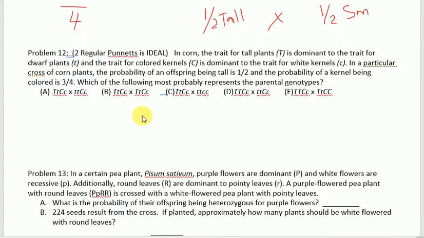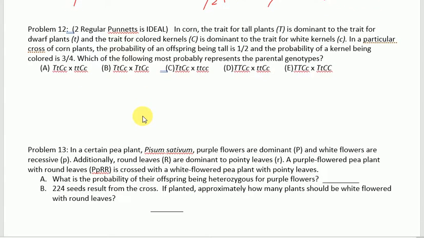Okay, so this next problem, this is an example of where the two Punnett squares is going to be ideal. So, in corn, the trait for tall plants is dominant to the trait for dwarf plants, and the trait for colored kernels is dominant to the trait for white kernels. In a particular cross of corn plants, the probability of an offspring being tall is 1/2, and the probability of a kernel being colored is 3/4. Which of the following most probably represents the parental genotypes?